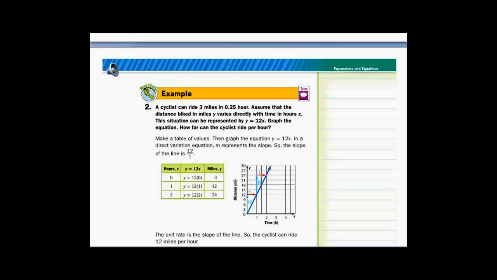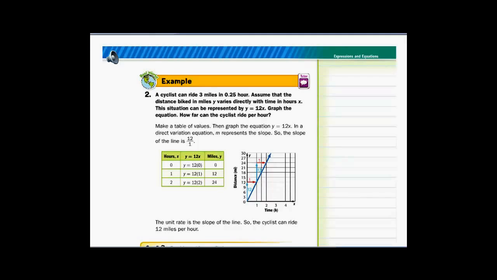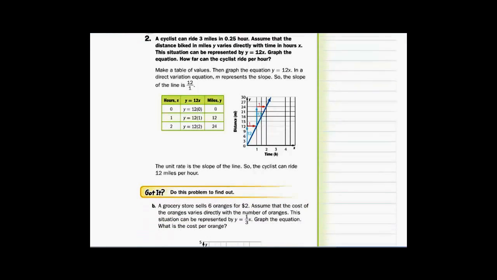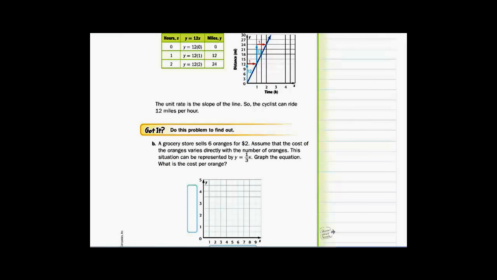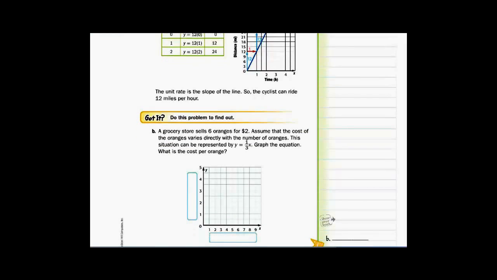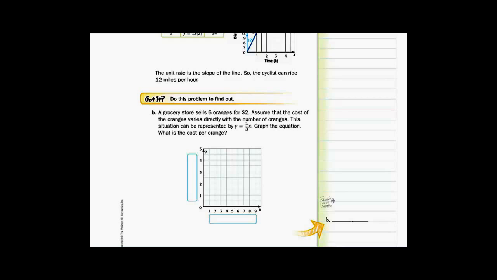Okay. Let me see maybe what else we got going on here. All right, let's look at one more. I don't want to go too far here because I don't want it to skip pages. We'll stop there.